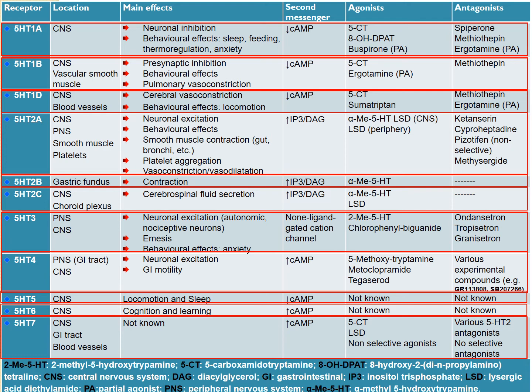So this is how the 5-HT receptors and their subtypes are differentiated on the basis of their location, main effects, secondary messenger, agonists and antagonists.